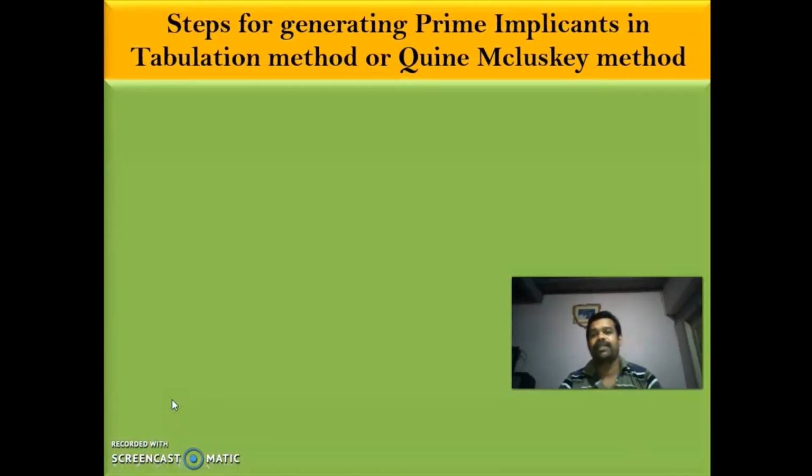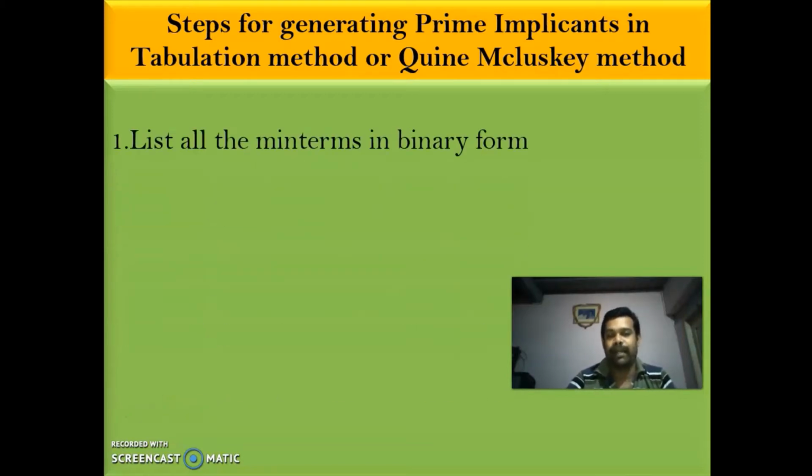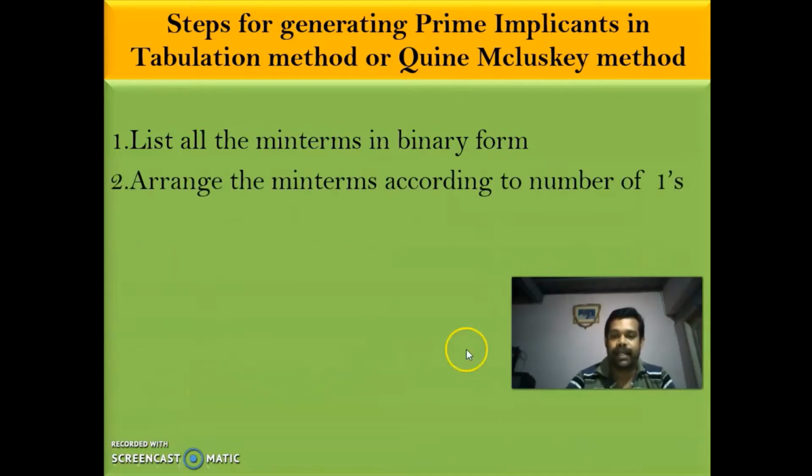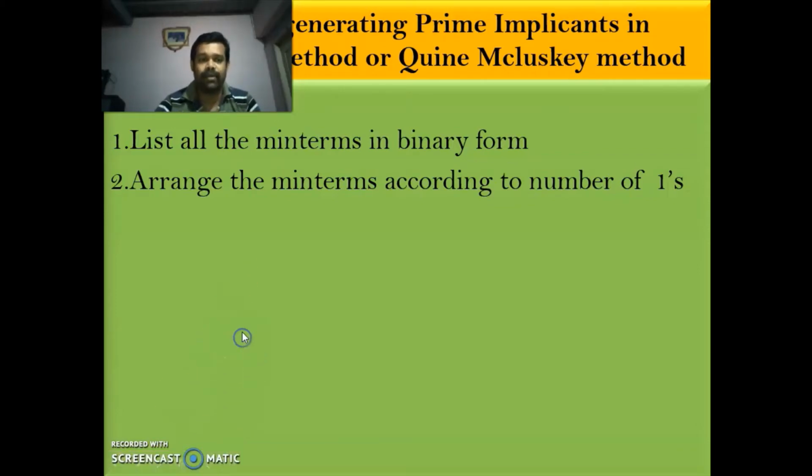Now, the steps for generating prime implicants in the tabulation method or Quine-McCluskey method. The first step is to list all the minterms in binary form. Second, we have to arrange the minterms according to the number of ones. Depending upon the number of ones a particular minterm has, we have to arrange. First arrange the minterm which has no ones, that is 0. Next arrange the minterms which have only one 1. Then arrange two ones. Like that you have to arrange.